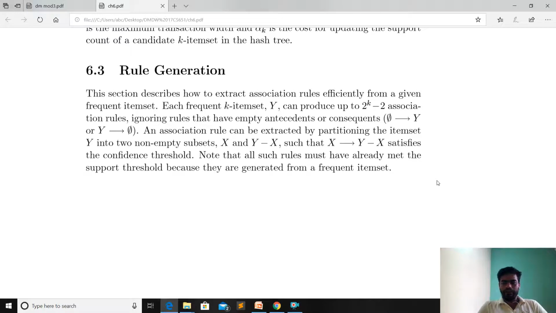So, what are those two non-empty item sets? One is X and the other is Y minus X, such that X implies Y minus X. Here, the rule should satisfy the confidence threshold. And whenever I form a rule X implies Y minus X, make sure that it also meets the support threshold, because they are frequent item sets. As the item sets are frequent, they have to satisfy the support count also.